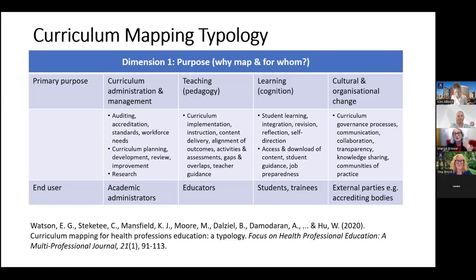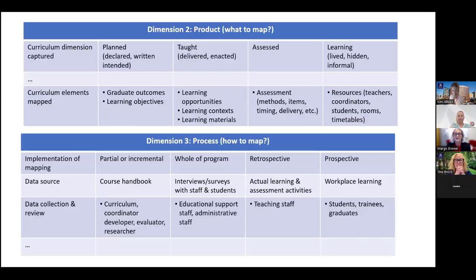So as you can see here, your thinking in the early stages is, what's the purpose of our curriculum mapping? Do we want to focus on curriculum administration and management? Is it the pedagogy? Is it the teaching? Is it the learning? Or is it about cultural and organisational change? And they're not mutually exclusive. You might decide to focus on all of those or some of those. And this typology, when you get to see all of the detail, really steps you through decisions about how you're going to approach that. So once you've established a purpose, why are you doing the mapping exercise, for whom?